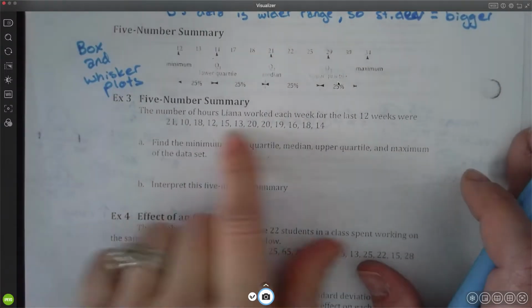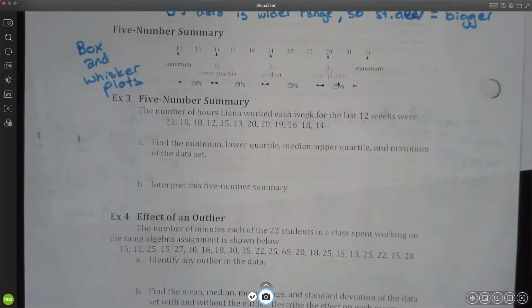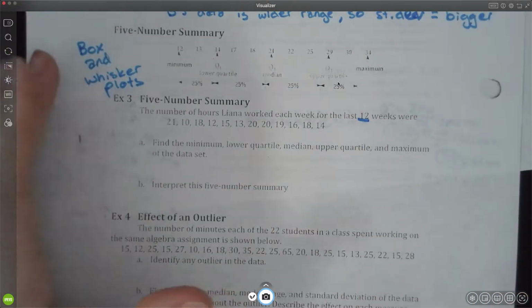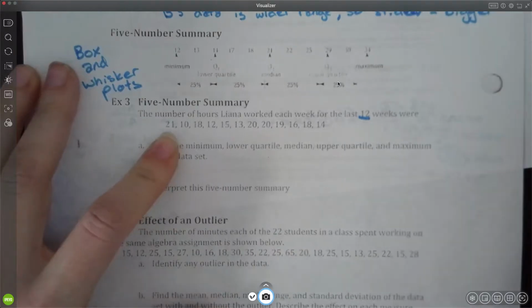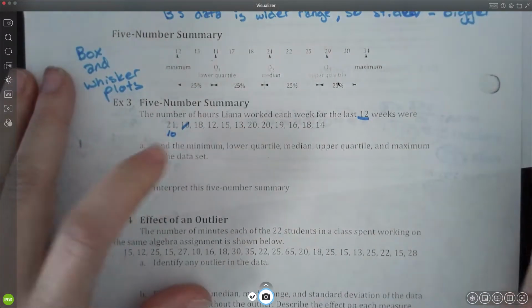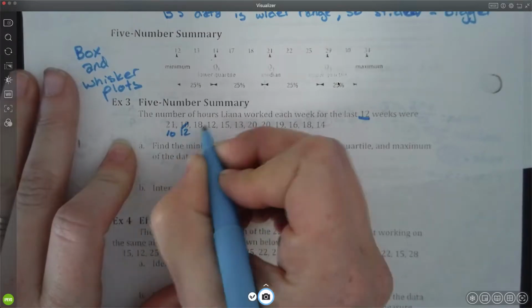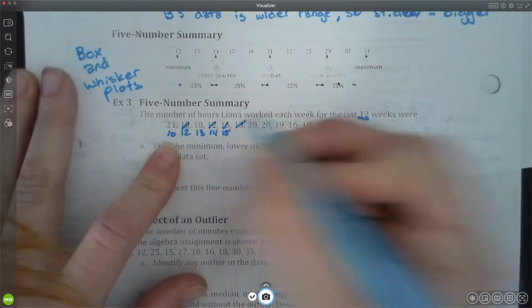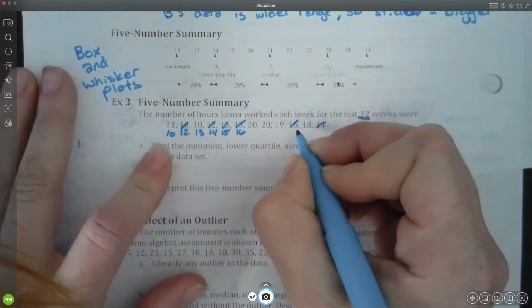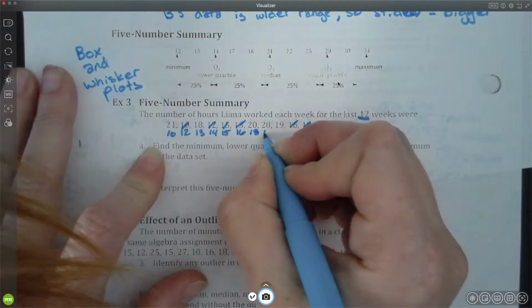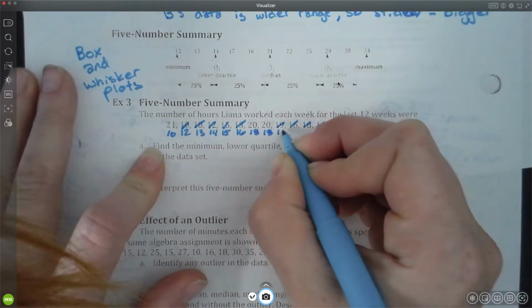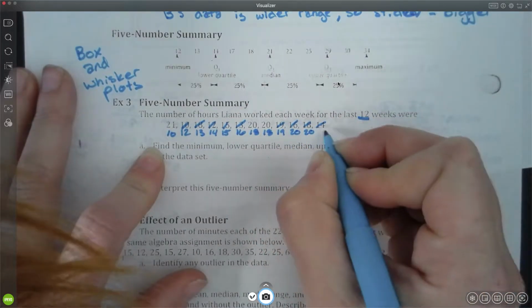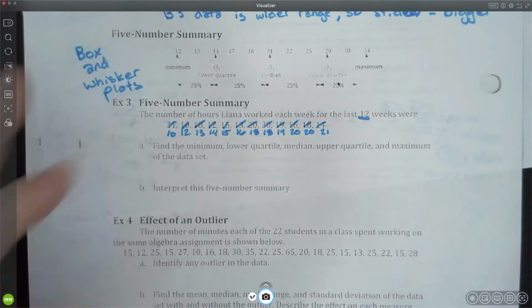These guys down here. How many numbers are there, by the way, in that data set, example 3? I think it tells you. 12. Oh my gosh, how cool. 12 weeks, all right? Let's put them in order because we need that. Okay? So 10 is my first number, then 12, then 13, then 14, then 15, then 16, then 18, then another 18, then 19, then 20, then 20, then 21. Okay? There's your data.